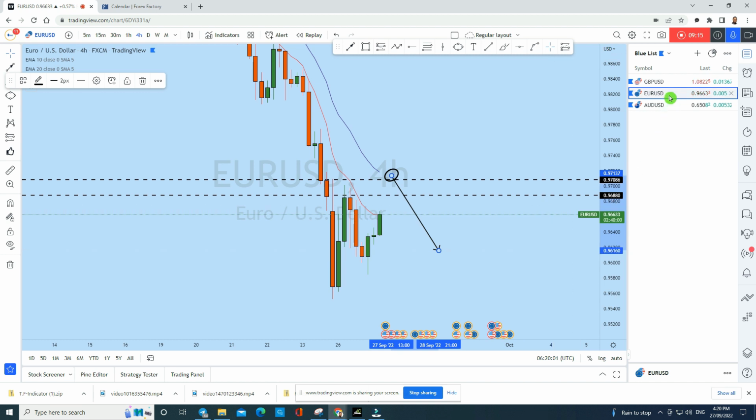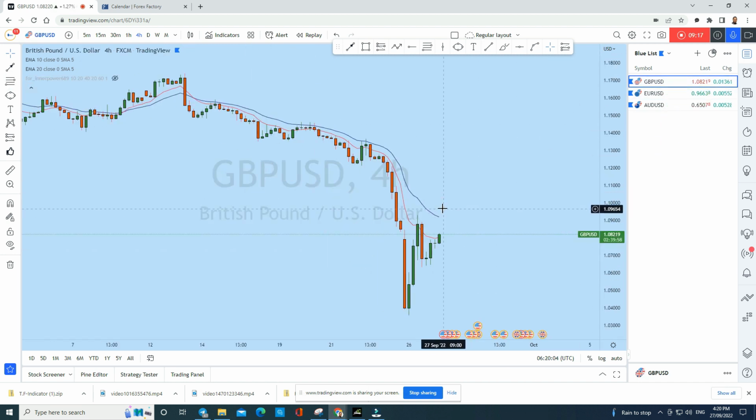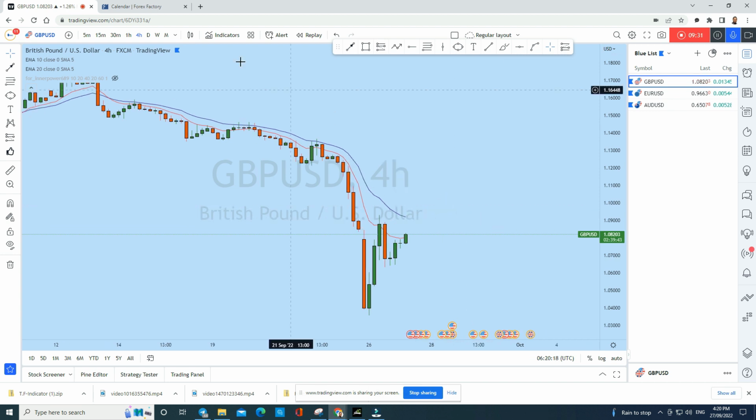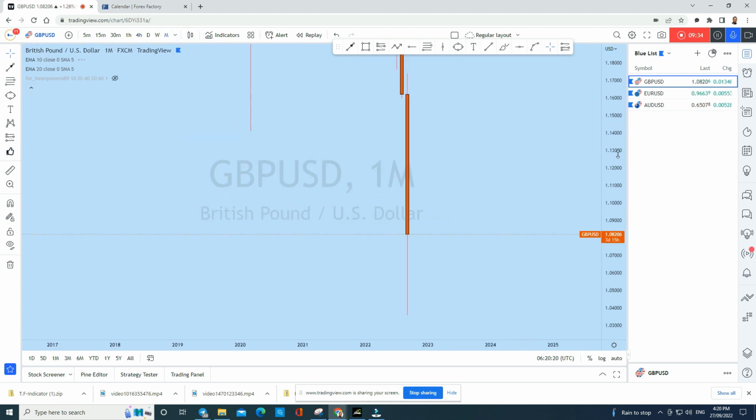Now let's look at British pound US dollar. Like euro dollar and Aussie dollar, British pound US dollar is highly bearish. It looks a little bit more strongly bearish than euro dollar, especially than Aussie dollar, as GBP looks very weak. Now let's look quickly at monthly as well.